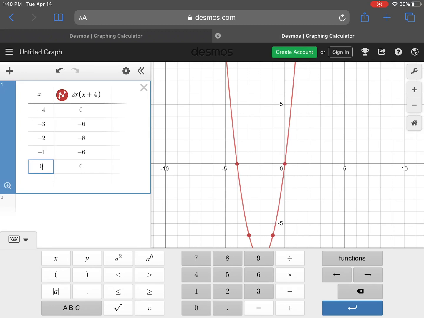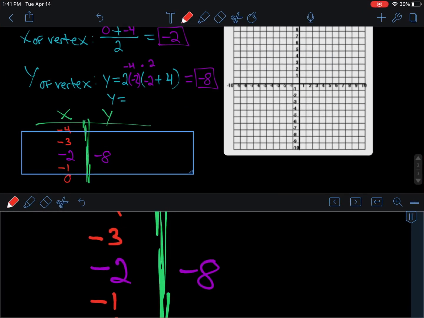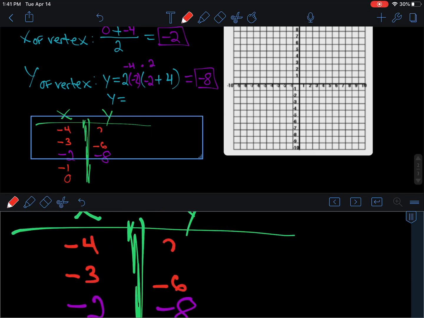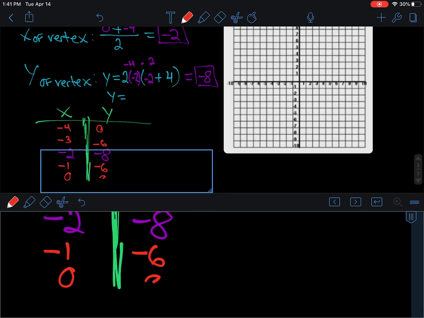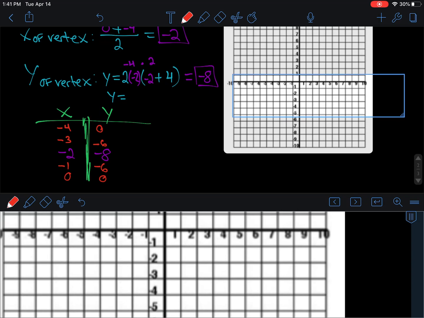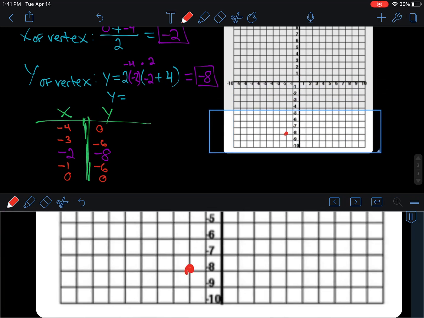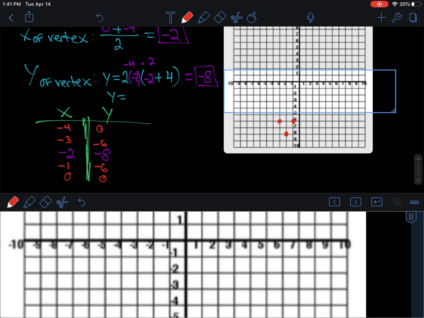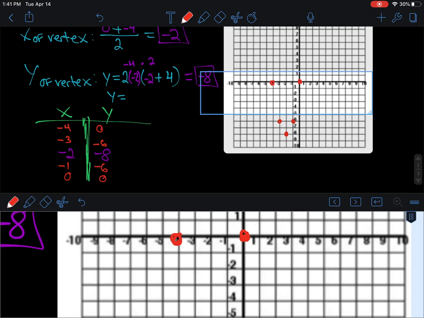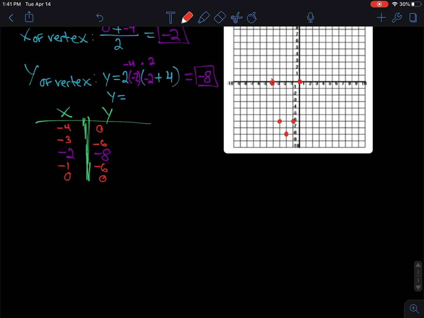So again, those are my points. -6 and 0. And then I'm going to go ahead and plot the points. So (-2, -8), which is right here. (-1, -6) is right here. (-3, -6) right there. (0, 0) is way up here, and then (-4, 0) is right there. And then you go ahead and, again, try your best to draw that in.